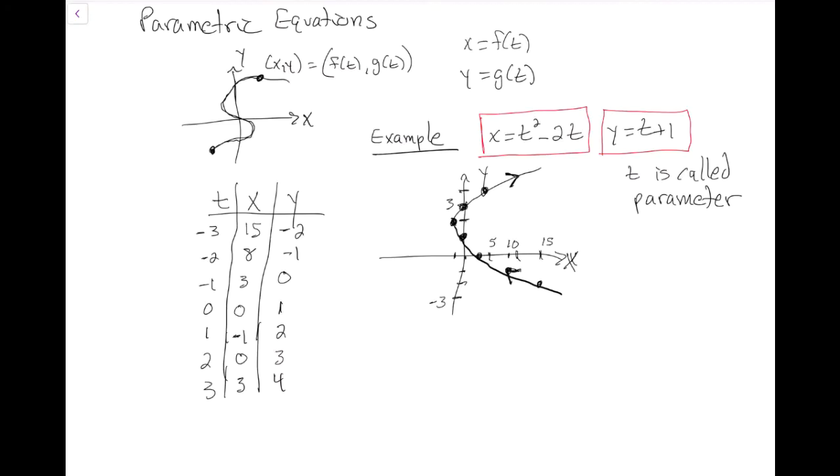Now, in applications, a lot of times what t will represent is a time variable. So we don't always see t being negative. We'll sometimes restrict the parameter to a specific interval.